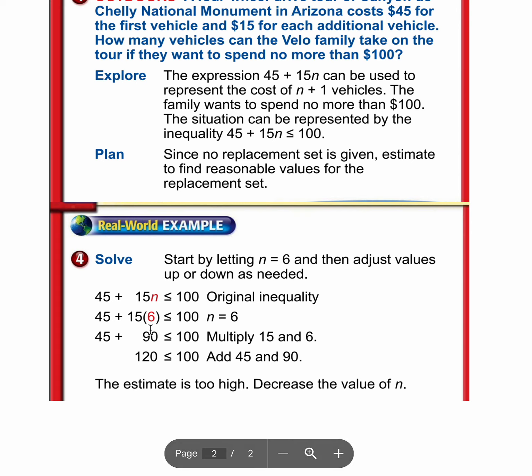Now, the difference between 90 and 100 is $10. You cannot fit in another half vehicle or a full vehicle, because half doesn't work, and if you add another whole vehicle it would be another $15. So 90 plus 15 would have bumped up to 105. Again, that statement would have been false. So we are stuck with the limit of 3 or less.